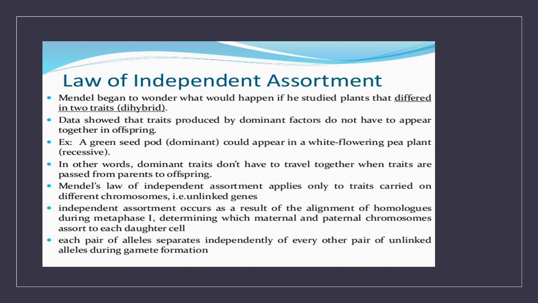What is the law of independent assortment? Now, Mendel began to wonder after he succeeded in the monohybrid cross. He thought, what if I take two characters? Two characters means two traits, and that is a dihybrid cross. Now, what happened when he took a green seed pod that is dominant and a white flowering pea plant that is recessive? The dominant traits do not have to travel together when the traits are passed from parents to the offspring. So the law of independent assortment applies because the genes are carried on different chromosomes. So there can be an interchange.